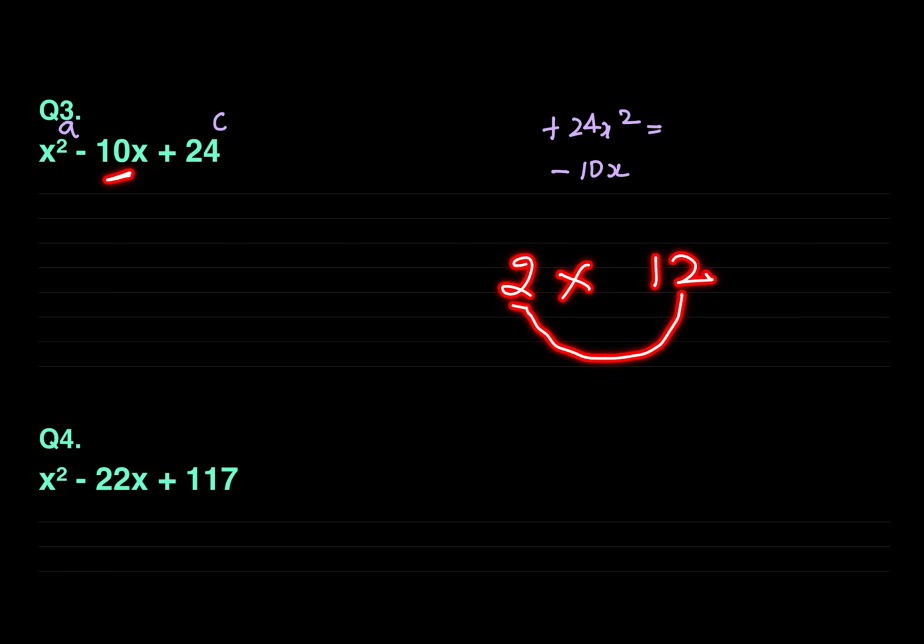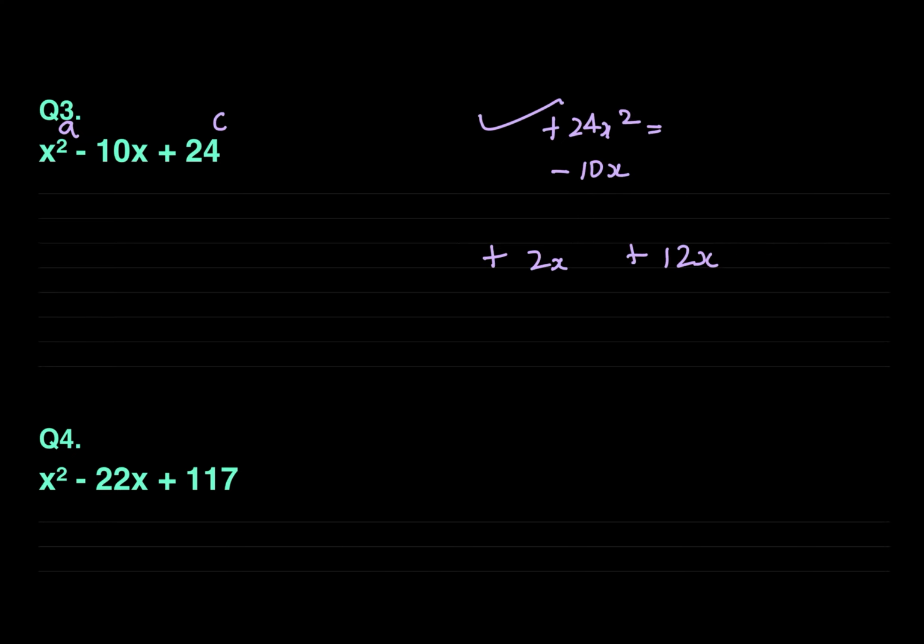First we have to check, but we also have to get the signs correct. So let us see whether 2x and 12x will satisfy what we need. Positive 2 and positive 12 will give me positive 24x square. Yes, but positive 2 and positive 12 will give me 14x. So what is happening here, guys? This is not working for us.